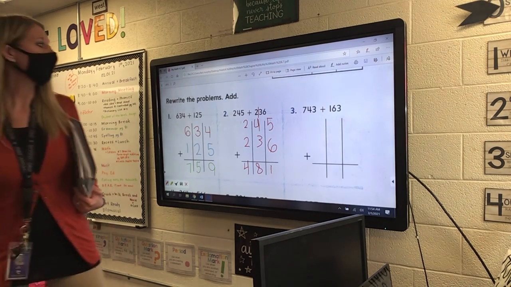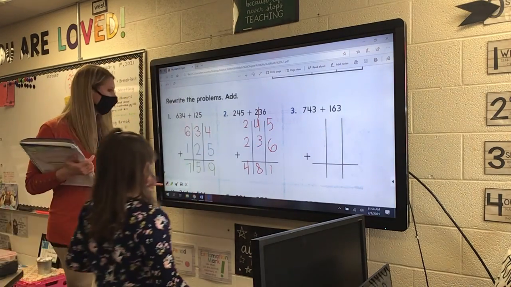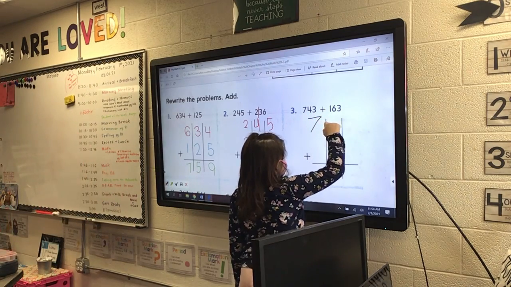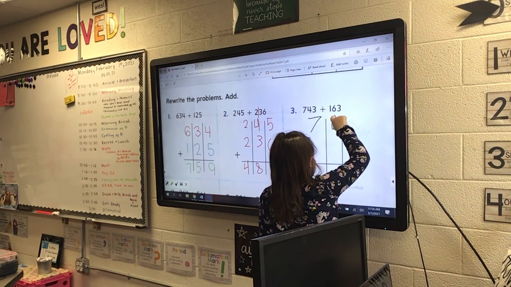Lea, would you come up here? Lea is going to do 743 plus 163. You do that at your desk, and again, this is where you can walk around. And I will tap your desk or give you a thumbs up when you have it right.